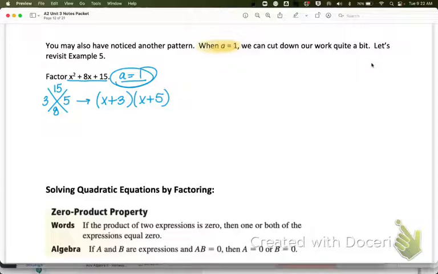So today was all about some factoring shortcuts, difference of squares, and then GCF, which helps you make the numbers a little bit smaller when you need to, and then your a is equal to 1 shortcut. So that's what you're going to be practicing today.